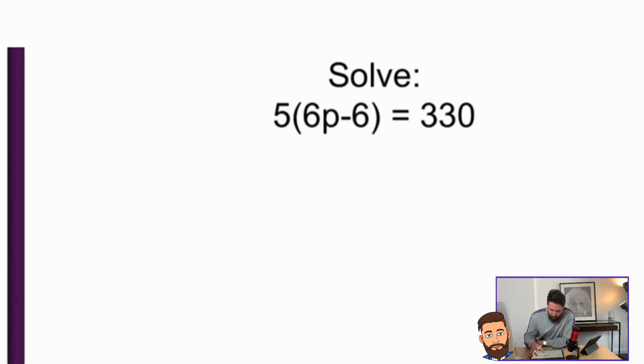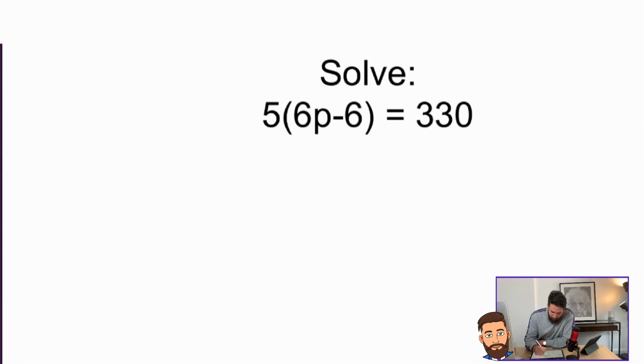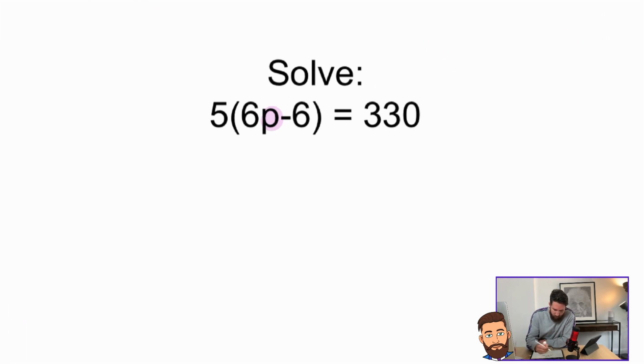Going over to the next question, very similar. The goal of this one was to get p by itself. The problem with this one is p is trapped inside this bracket, so the first step that we should have done is expand this bracket. And by expanding this bracket, we need to times everything in the bracket by what is on the outside. So we need to do 5 times 6p, which is 30p. And then we need to do 5 times minus 6, which will give you minus 30. And that is equal to still 330.